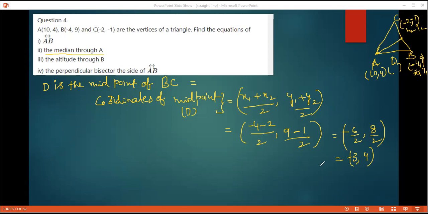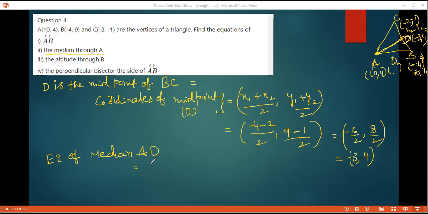What they asked: find the equation of the median through A. So we got the coordinates of this point, minus 3, 4. We know the coordinates of A. If you know two coordinates, we can easily write the equation. Yes or no? We can easily write the equation of the median, we can call that median AD. So how to find?